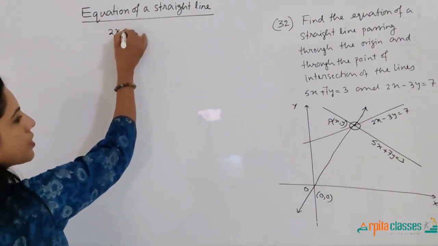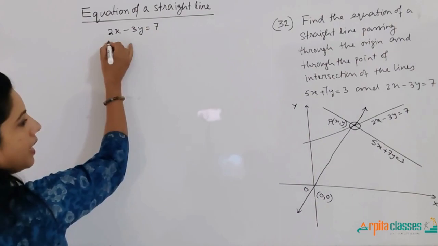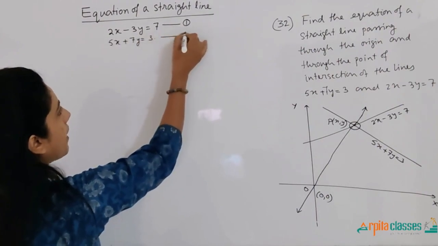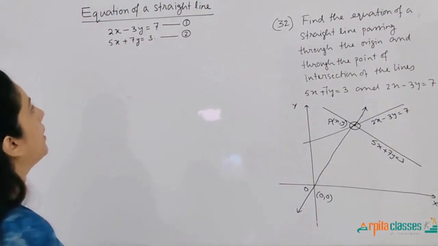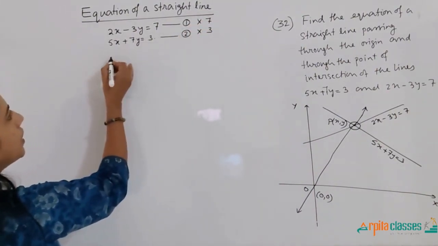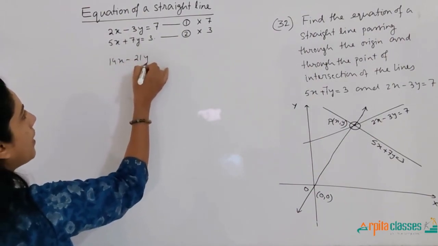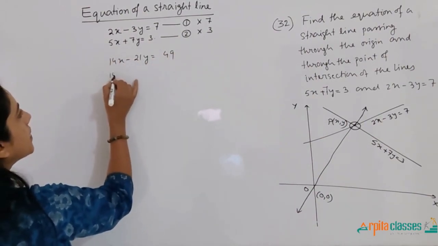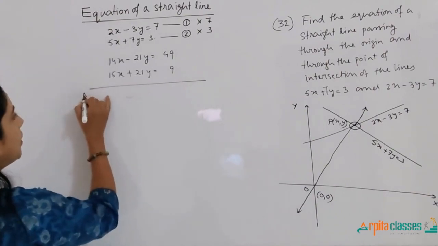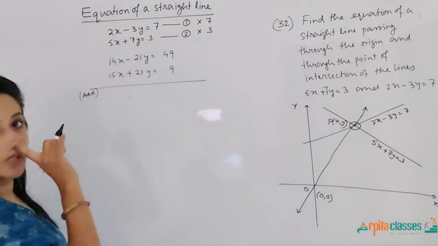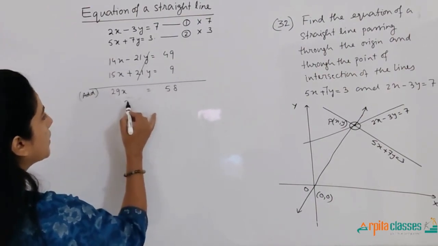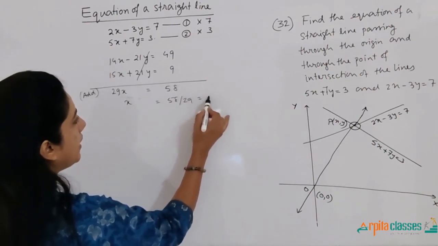The two equations are given as 2x minus 3y is equal to 7 and 5x plus 7y is equal to 3. Let this be 1, let this be 2. If we solve it by elimination method, let us multiply the first equation by 7 and the second equation by 3. So it is 14x minus 21y is equal to 49 and this is 15x plus 21y is equal to 9. Now add the two equations. Plus 21y minus 21y will get cancelled. This is your 29x is equal to 58. So x is equal to 58 upon 29, that is 2.